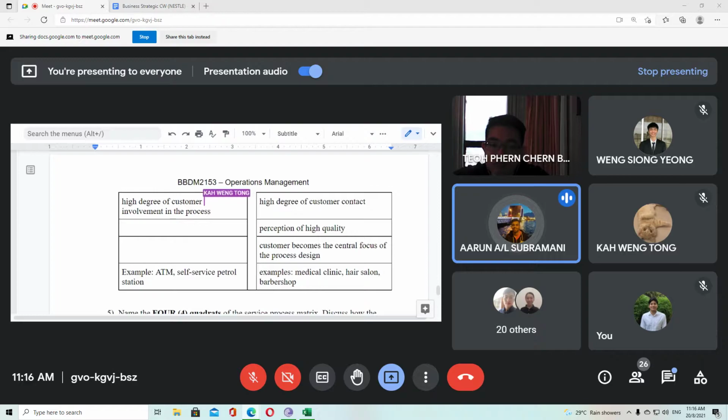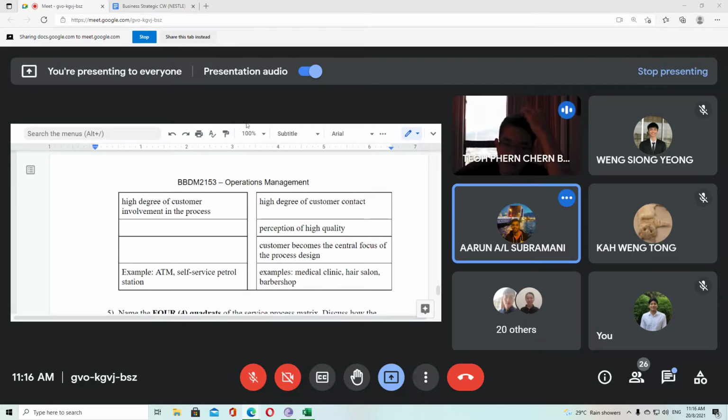For the customer as product, the fourth point is perception of high quality. And then the next is customer becomes the central focus of design. For the example of customer as participant is ATM, self-service petrol station. For the customer as product, the example is medical clinic, hair salon, and barber shop.